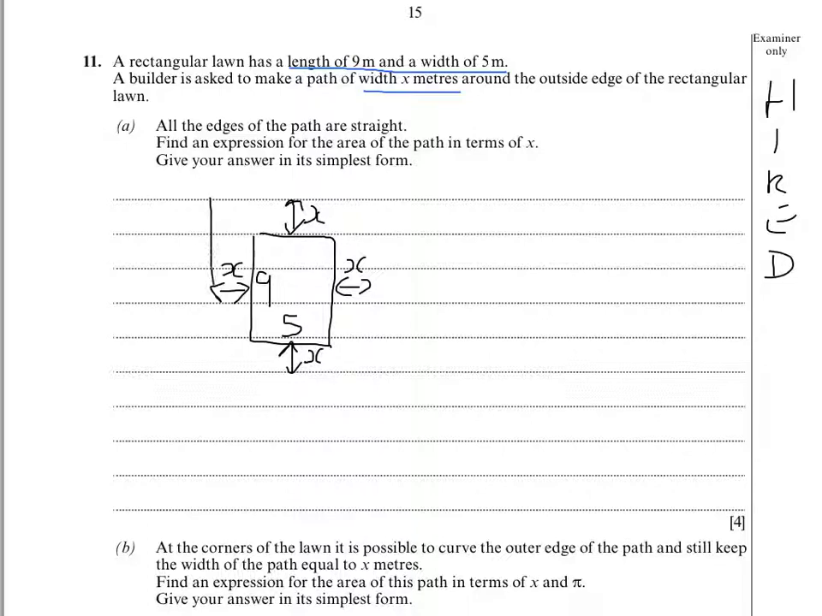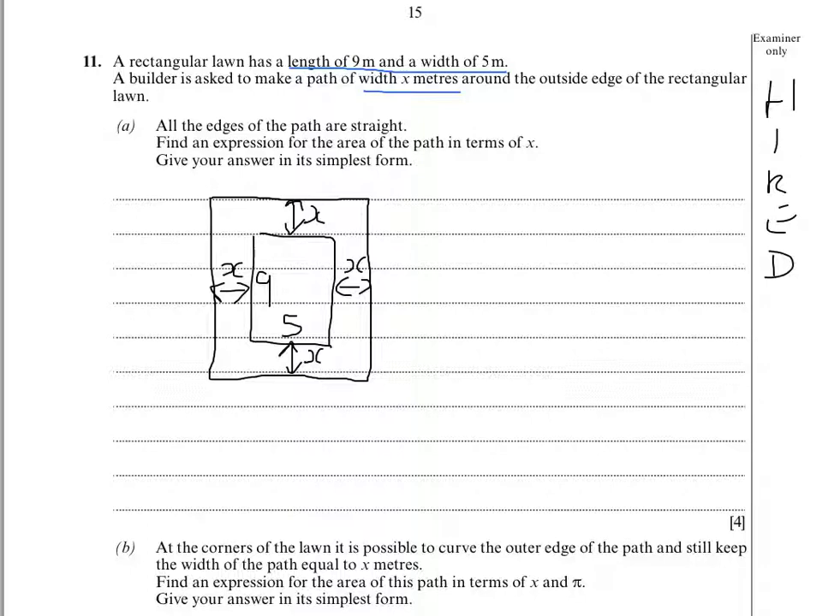So that means that on the outside we've got this path with a width of x meters. Now we've got to find an expression for the area of the path. So that's just the bit on the outside, not the bit in the middle. So we know to find the area of a rectangle, it's length times width.